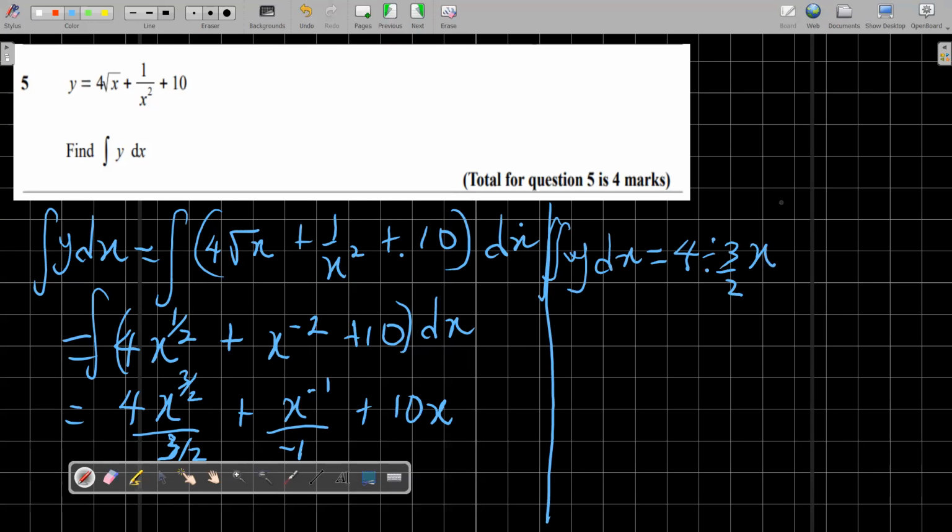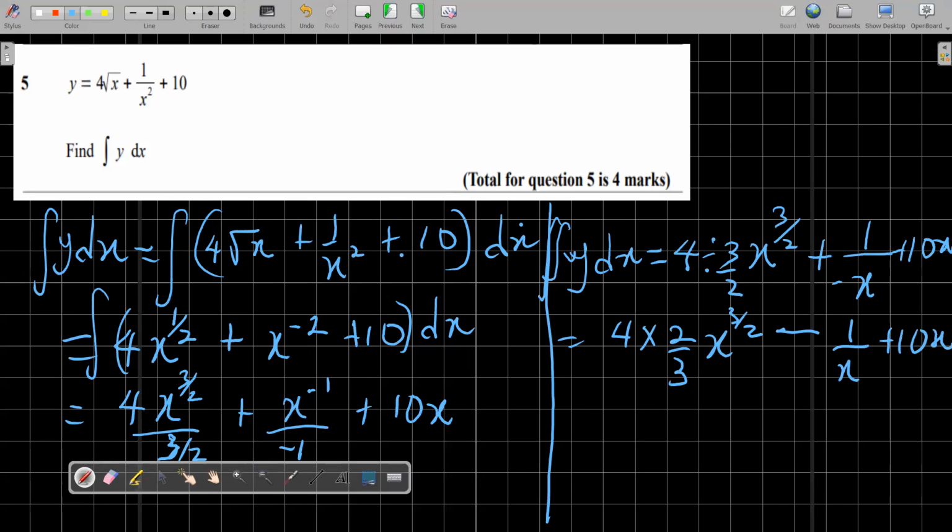X raised to the power of 3 over 2 plus 1 over minus x raised to the power of 1, then plus 10x. Now, from the rule of arithmetic, 4 divided by 3 over 2 simply means 4 times 2 over 3. Don't forget, this is x raised to the power of 3 over 2. Then plus divided by minus is minus. Then you have 1 over x, then plus 10x.